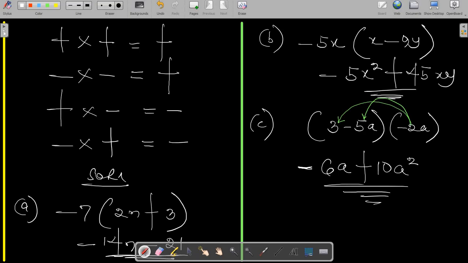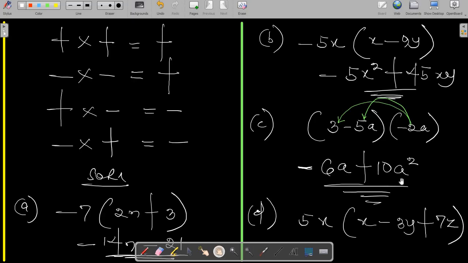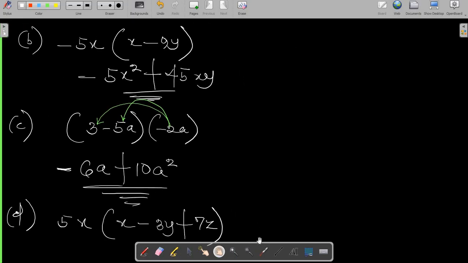So let's take the fourth question. So we are given that, the D part of the question. Okay. So this is actually the question. We have it to be 5x into bracket x minus 3y plus what now? 7z. So let's go on. So let me draw my line to make my work nice and neat.